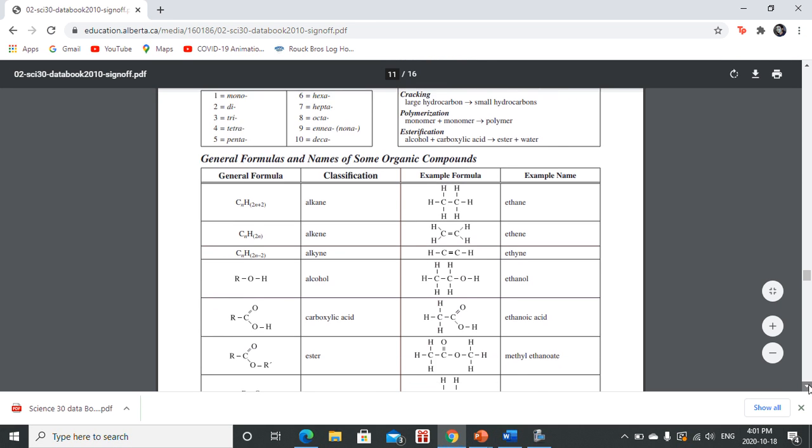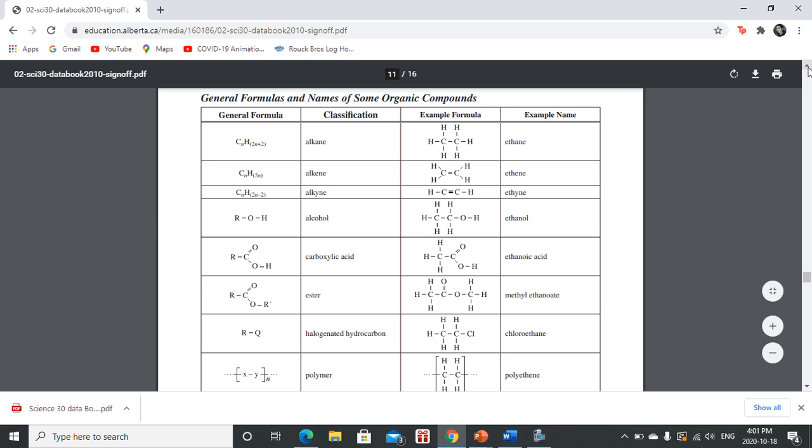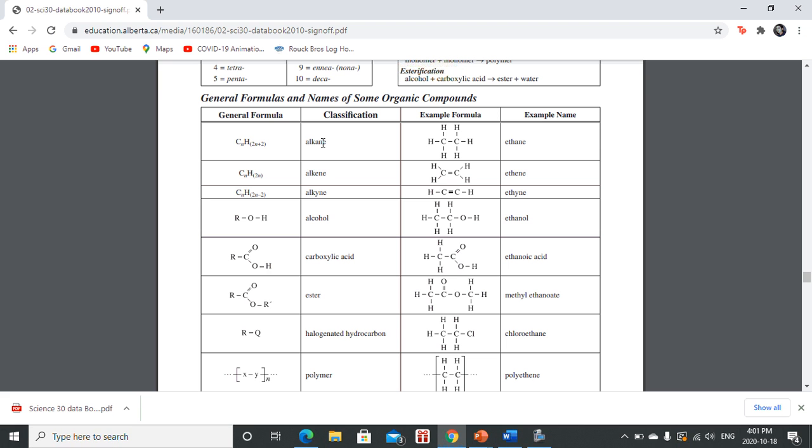Also down below, we have the general formula for all of the different organic compounds that you need to know for Science 30. So again, the ones that we've talked about, alkanes, the general formula: for whatever number of carbons we have, you take the number of carbons, times that by 2, add 2, and that gives us the overall combination of carbons and hydrogens for that particular alkane. Alkenes, remember, a double bond, and they give you some examples here of the simplest ones that you could get for each one of these classifications.